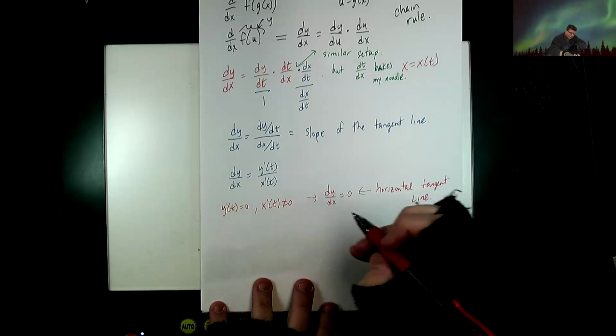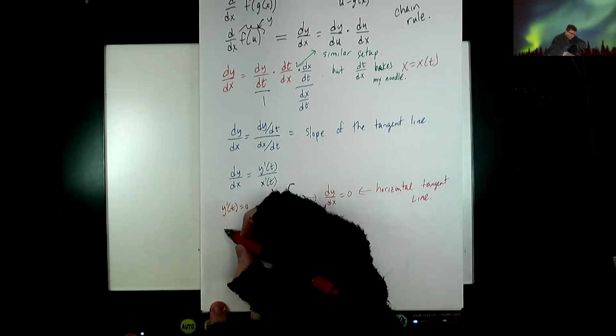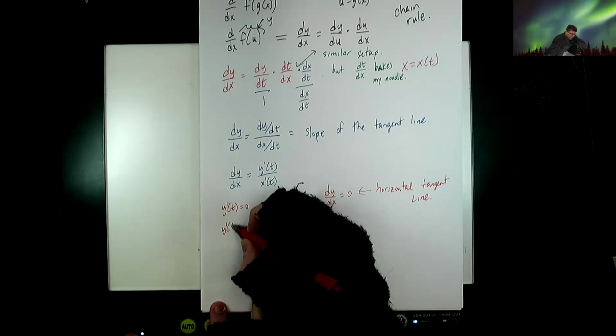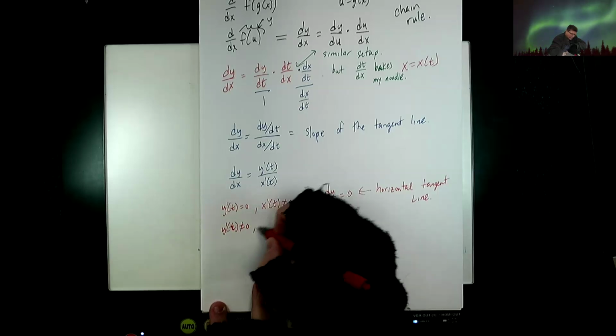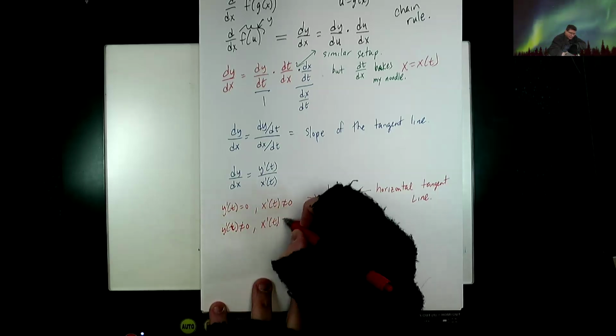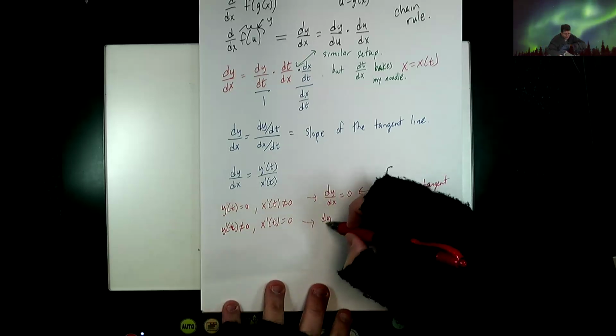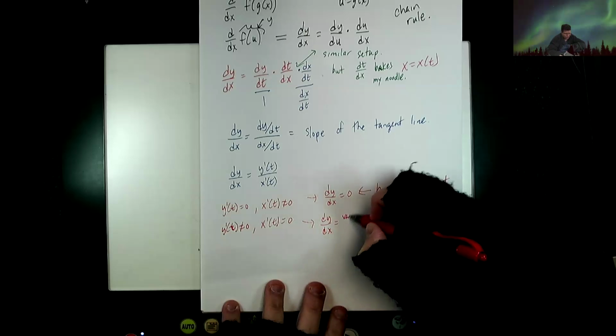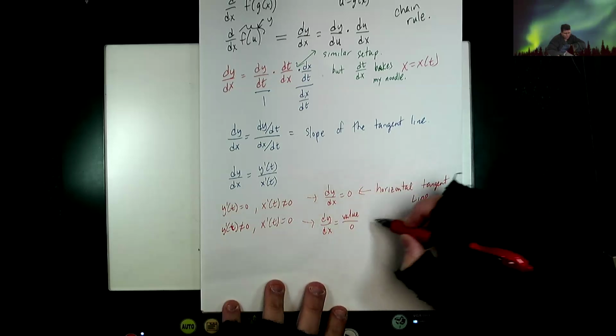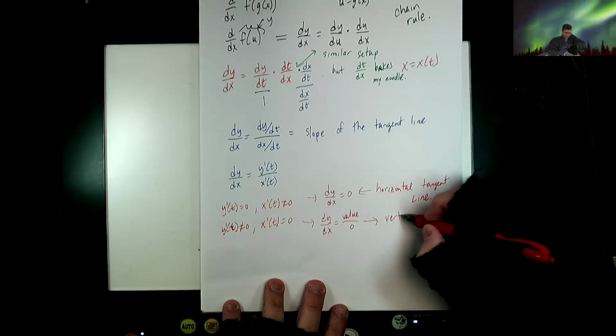If y prime of t does not equal 0, but x prime of t does equal 0, we have dy/dx equals some value over 0. This is a vertical tangent line.